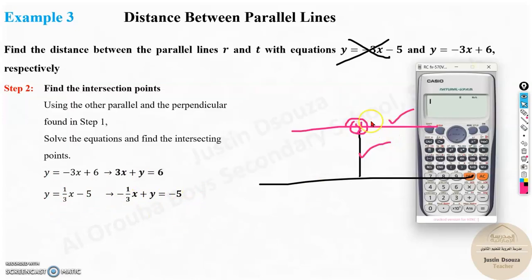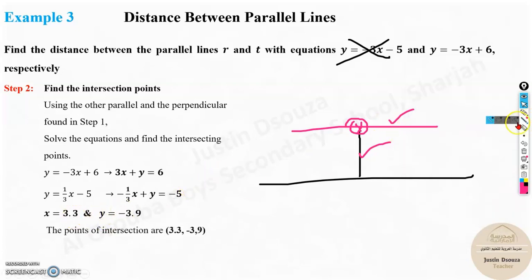So now all you need to do is go to mode 5 and 1 and substitute them. 3, 1, 6. And sorry, I have not typed the other equation, so obviously it will be infinite. Okay, over here, minus 1 divided by 3, 1 and minus 5. So what are the answers? We are getting 3.3 and minus 3.9. So these are the intersecting points.